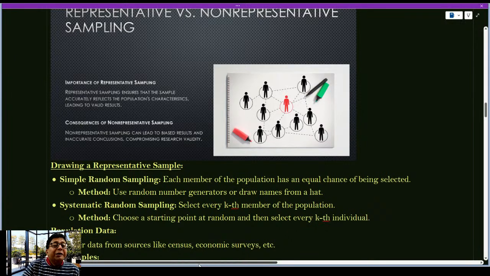So how to draw a representative sample? This I am going to tell you. I have promised you that whatever there is in the CBSE syllabus, I am going to do exactly that. Nothing more, nothing less. So representative sample and non-representative sample, you have to know that. Now, how to draw a representative sample?